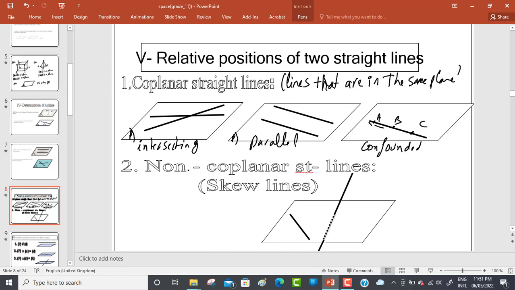Or in another way, 2 lines can be non-coplanar lines. For example, each line is included in a different plane. For example, if you have the plane P and D is included in P, but another line D prime is not included in P, D and D prime are non-coplanar lines. Non-coplanar lines means that they are not intersecting, not parallel, and not confounded.